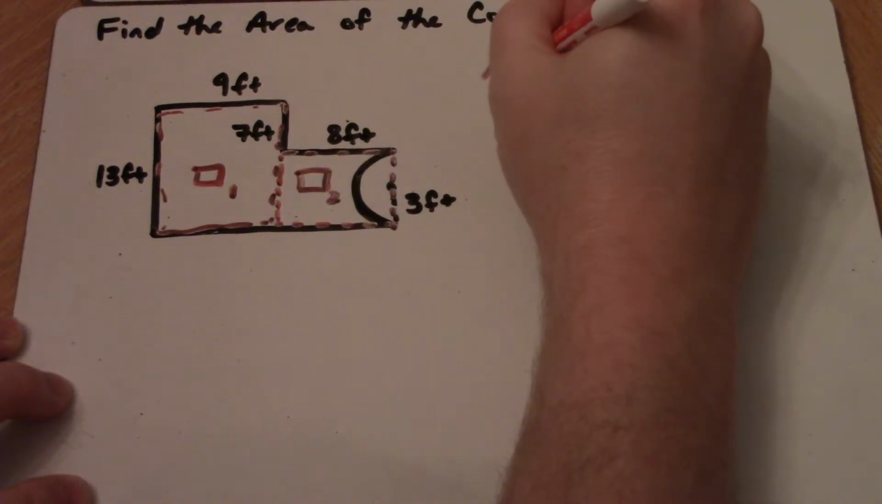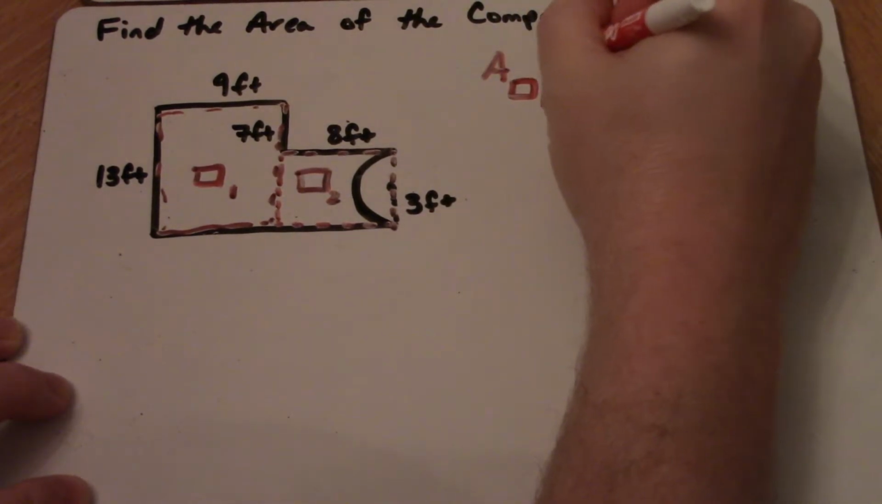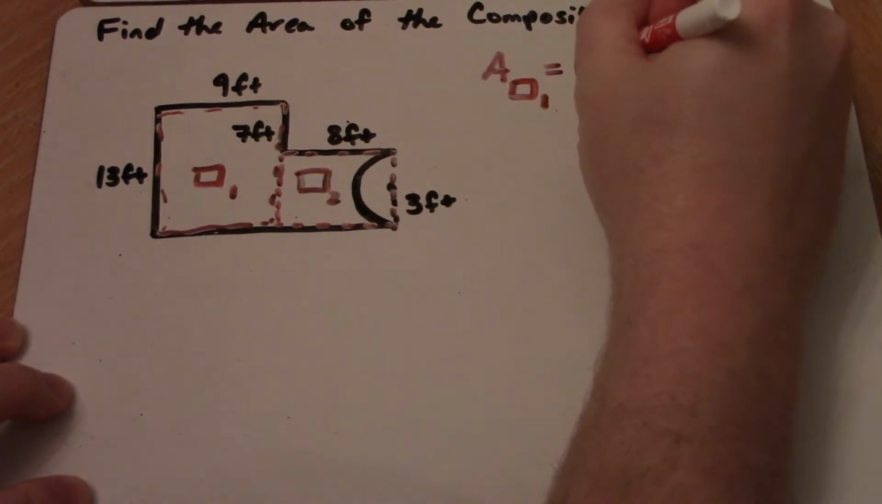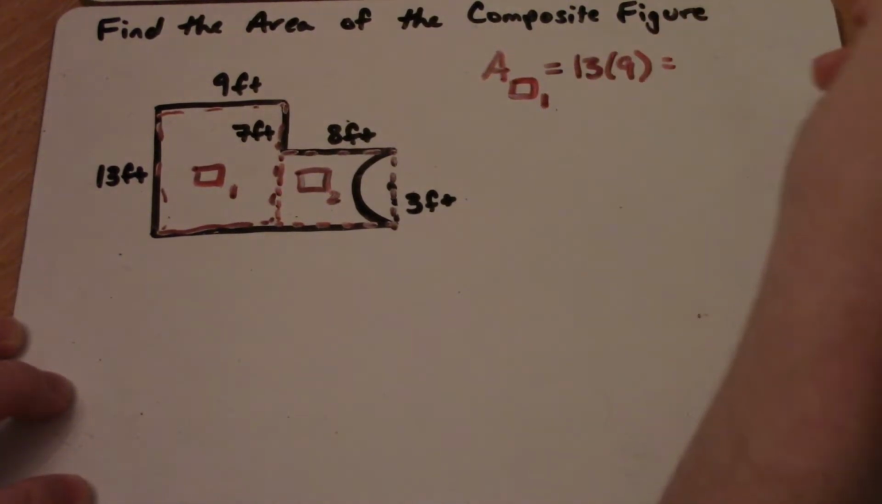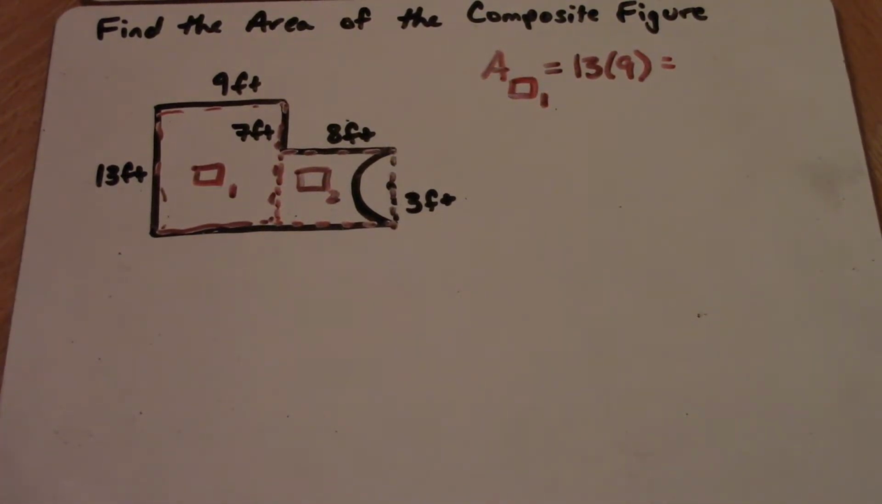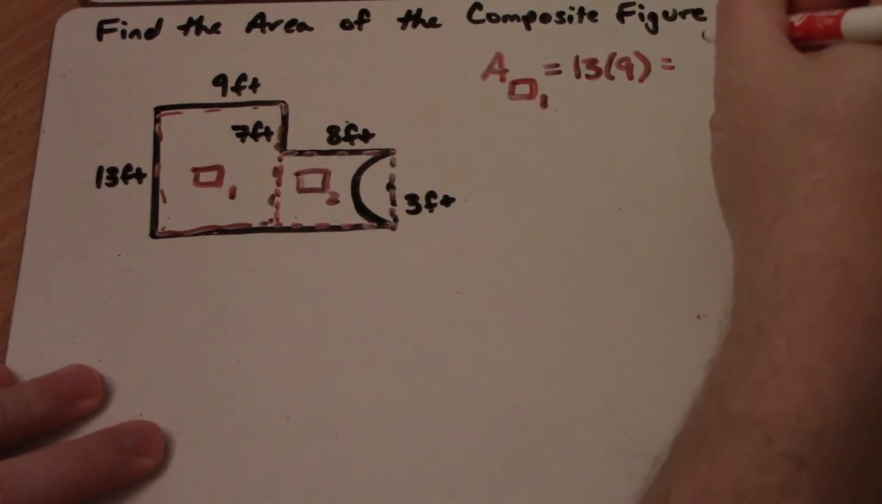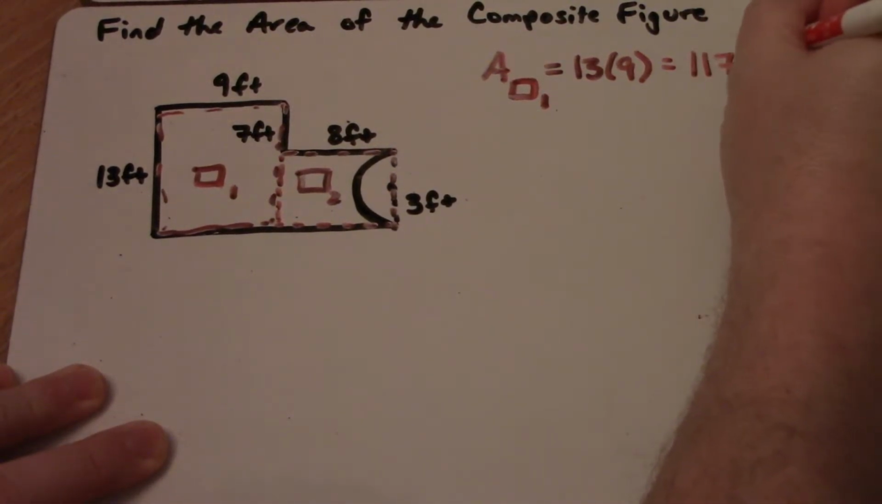So the area of rectangle 1 is base times height, that is 13 times 9. Feed that to the calculator. That is 117 square feet.